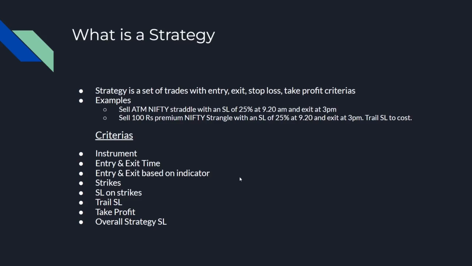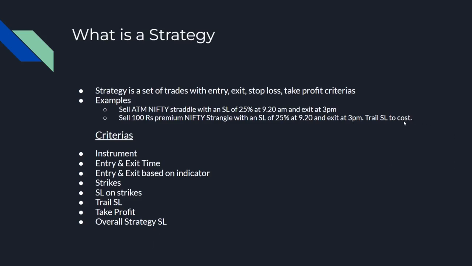The first one is selling a Nifty ATM straddle with a 25% SL, and we will start this trade at 9:20 a.m. and exit at 3 p.m. This is the typical 9:20 straddle. And the next one is a strangle, where we will sell a 100 rupees premium put and a 100 rupees premium call, with the same 25% SL, and the entry and the exit time is the same. And one more thing is we trail the SL to cost.